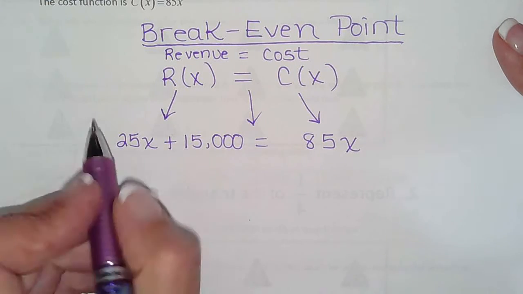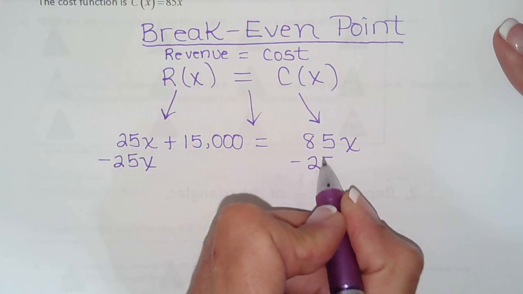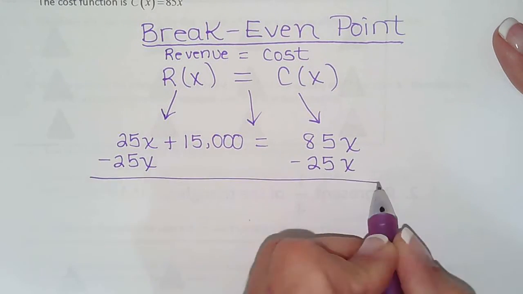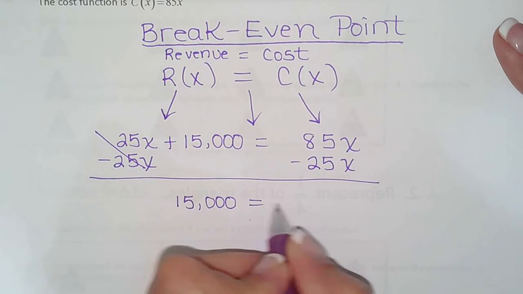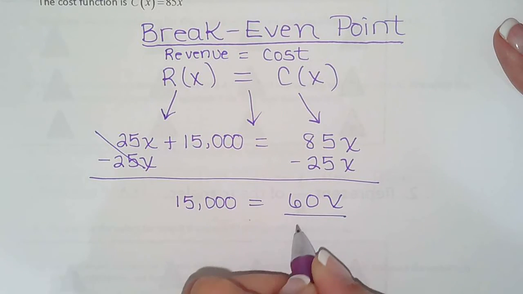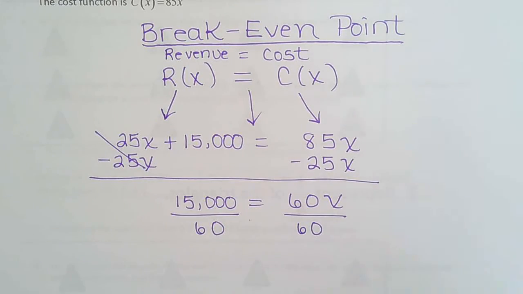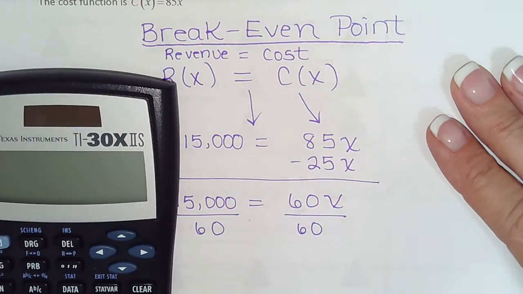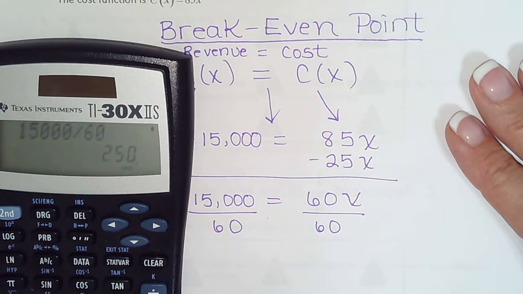Well, since our constant's already over there, let's go ahead and bring our x to the right. So we have 15,000 equals 60x. So divide both sides by what's in front of x, 60. And so then we have 15,000 divided by 60. 5000 divided by 60, 250.